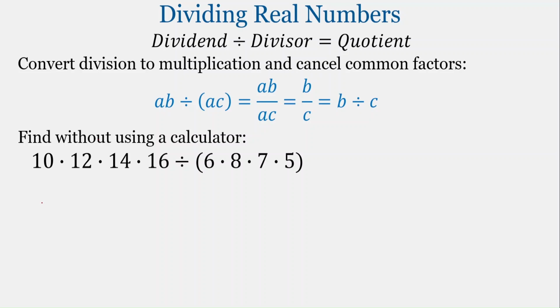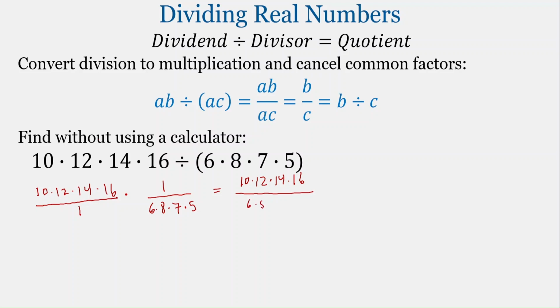So the first step is converting that division to multiplication. So I will rewrite the dividend, and then the divisor becomes the reciprocal. I'll put the dividend over 1, so things are all lined up. So numerator times numerator, denominator times denominator. Now we'll multiply. So now we have 10 times 12 times 14 times 16 in the numerator, all over 6 times 8 times 7 times 5 in the denominator.